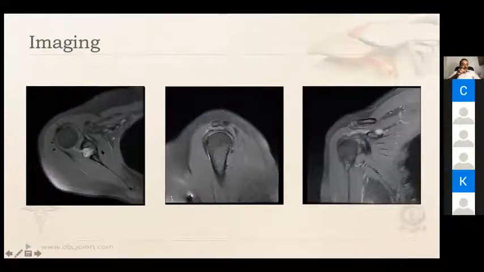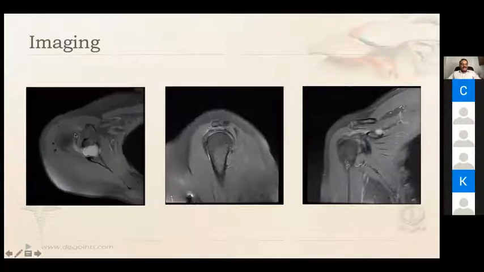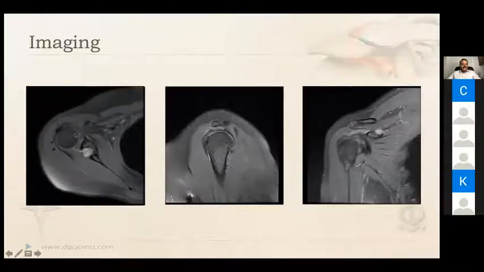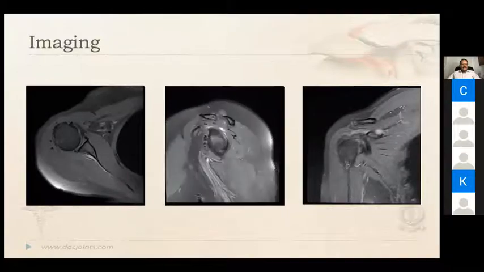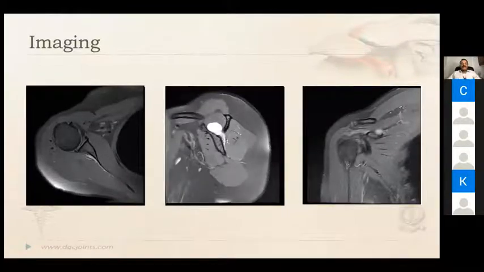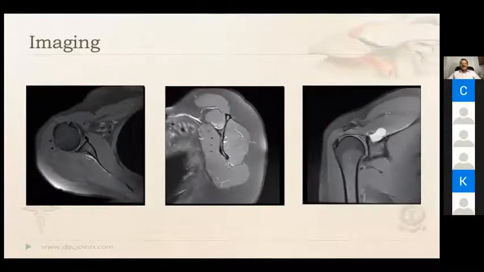So the nerve to the infraspinatus branches off from the suprascapular nerve after it passes through the suprascapular notch. So the supraspinatus is strong, but the infraspinatus is isolatedly weak in this case. I'll go through the MRI images once again. You can see that there's a huge cyst there, and this can be diagnosed only if an MRI is done. And how would you treat this? What is the reason for this?